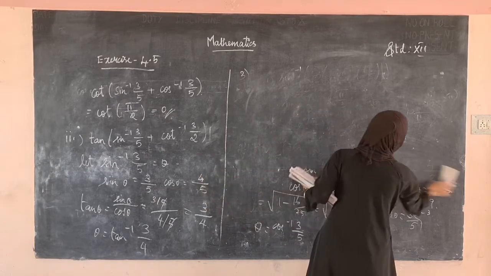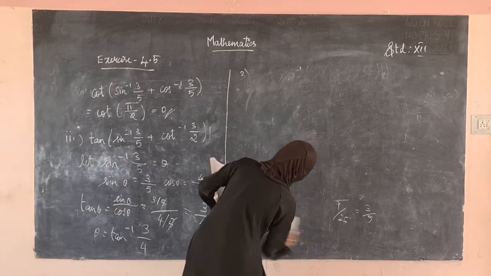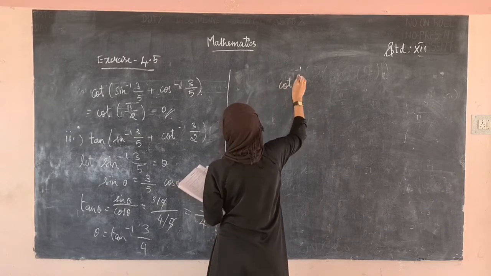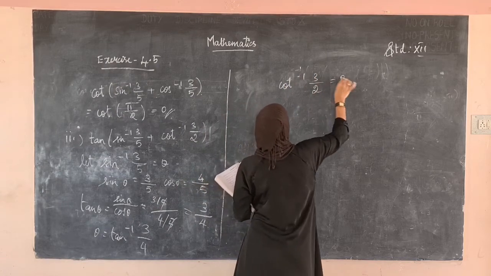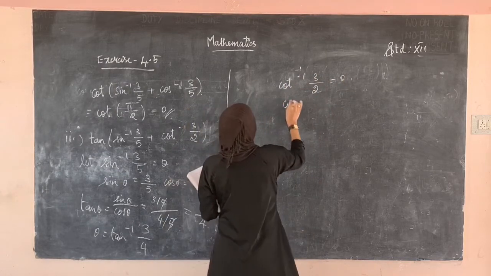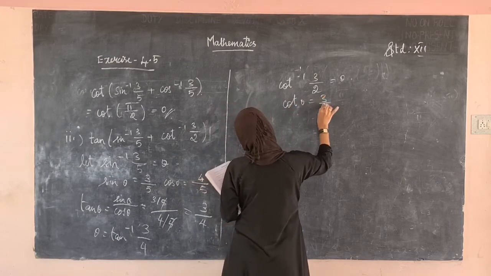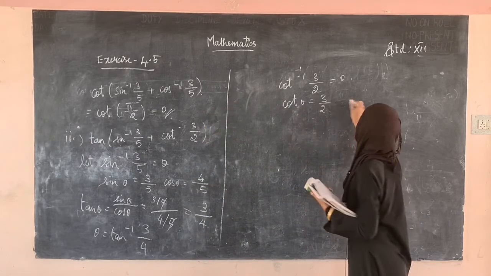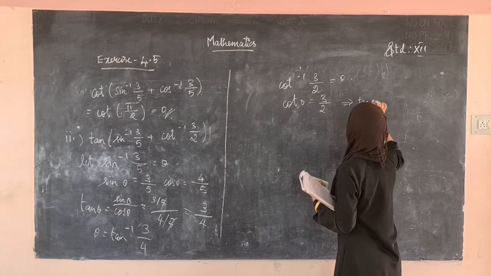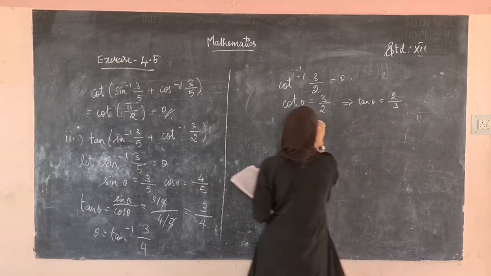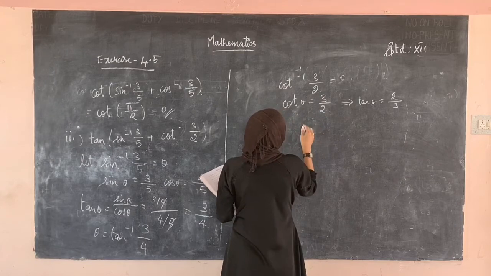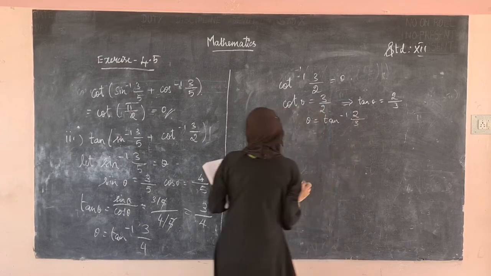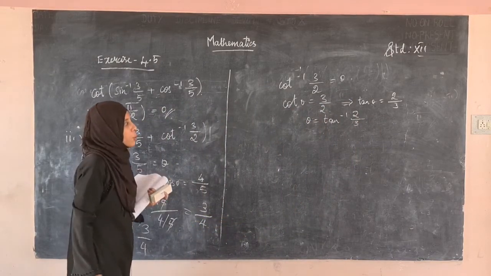What's the second part given? It's in the format of cot inverse function. Cot inverse of 3 divided by 2. Let us take this as theta. Then cot theta will be equal to 3 divided by 2. If we take the reciprocal, 1 divided by cot theta is equal to tan theta. Tan theta is equal to 2 divided by 3. Then theta is equal to tan inverse of 2 divided by 3.